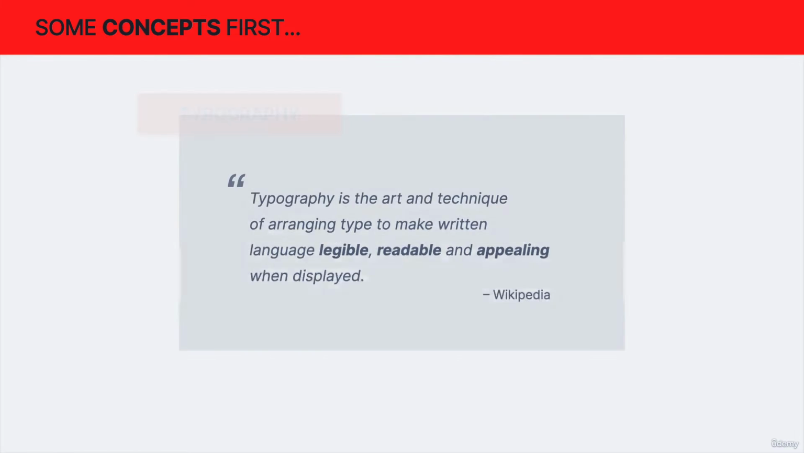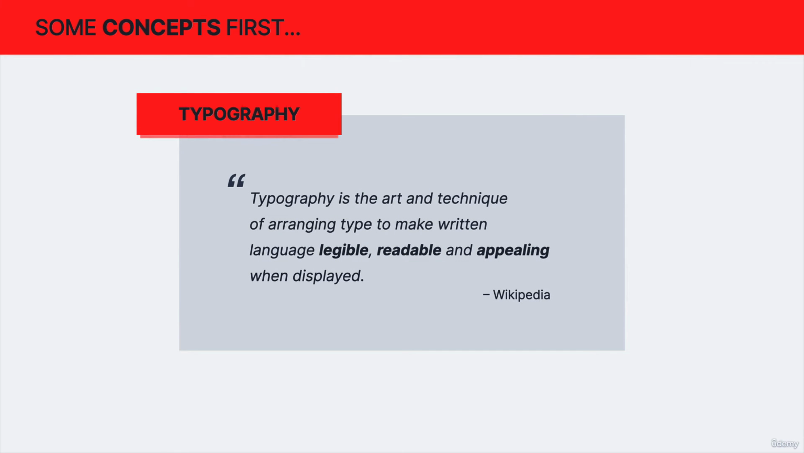And we will start this lecture with 2 concepts that you need to know before learning about typography rules. And the first one is what typography actually is. So according to Wikipedia, typography is the art and technique of arranging type to make written language legible, readable, and also appealing when applied. Or in other words, typography is all about making text beautiful and easy to read.